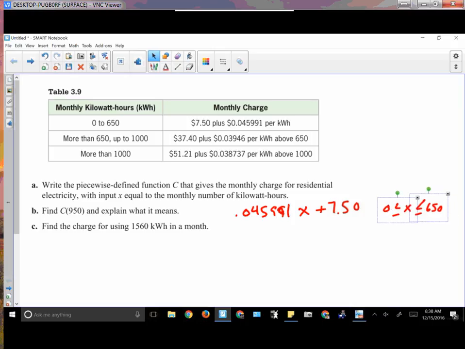Now, it says 37.40 plus that per kilowatt hour.